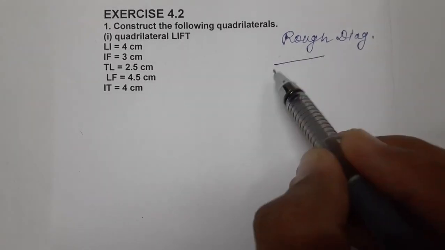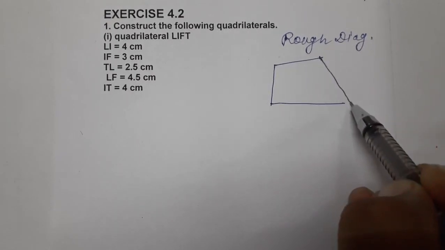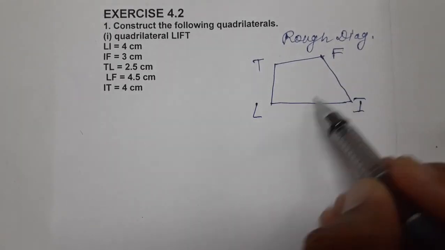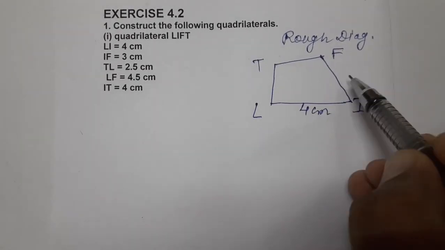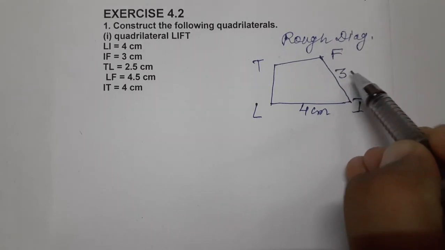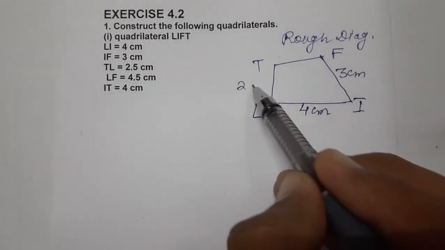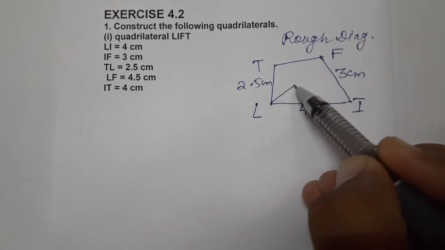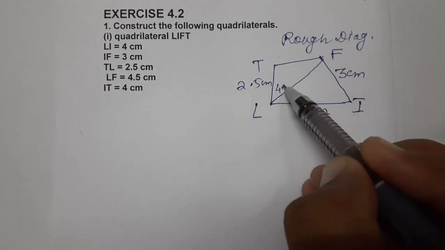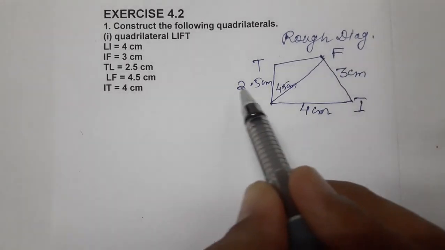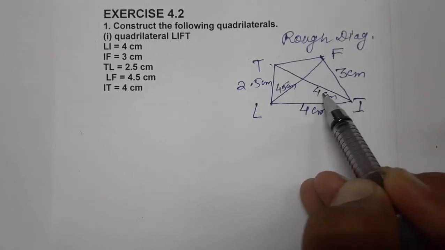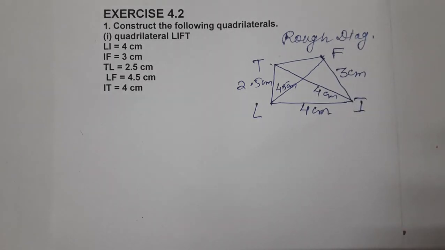So we have to make LIFT. Now label this: LI 4, IF 3, TL 2.5, LF 4.5, this diagonal LF 4.5, and IT 4. This is 4. So two diagonals and three sides are given to us. So let's construct starting with LI.